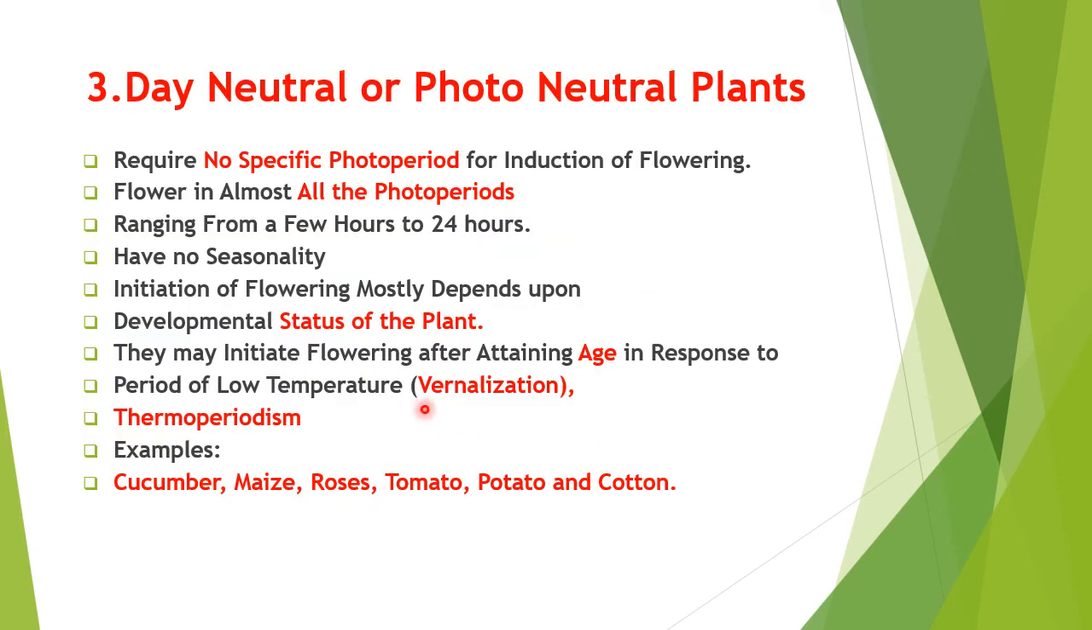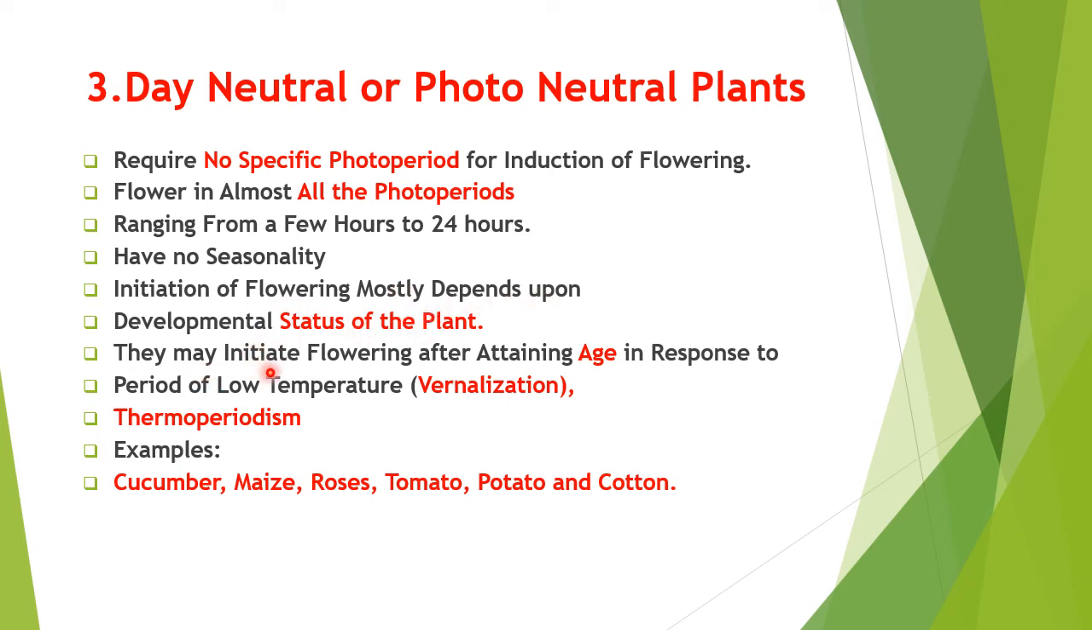Then the third one is called the day neutral or photoneutral plants. They require no specific photoperiod for induction of flowering. They flower in almost all the photoperiods, ranging from a few hours to 24 hours. They have no seasonality, in any season. Initiation of flowering mostly depends upon the developmental status of the plant.